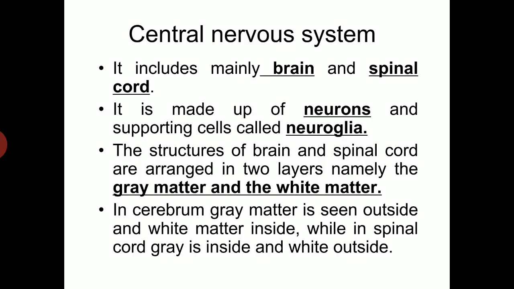Now central nervous system. We know that it is made up of brain and spinal cord. The whole tissue of the brain and spinal cord is made up of neurons and supporting cells, neuroglia. The structures of brain and spinal cord are arranged in two layers, namely the gray matter and white matter. In cerebrum, or we can say in cerebral cortex, gray matter is seen outside and white matter inside. While in spinal cord, gray matter is inside and white matter outside.